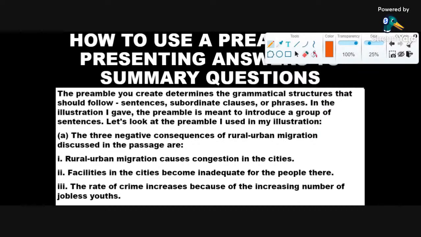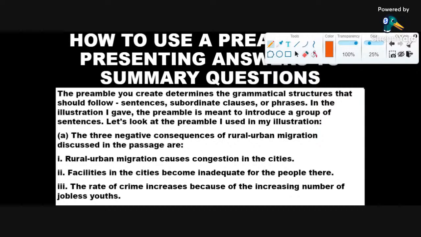And so the first one, rural-urban migration causes congestion in the cities. Facilities in the cities become inadequate for the people there. The rate of crime increases because of the increasing number of jobless youths. So you can see this is exactly the preamble that I created. You can refer to that video.